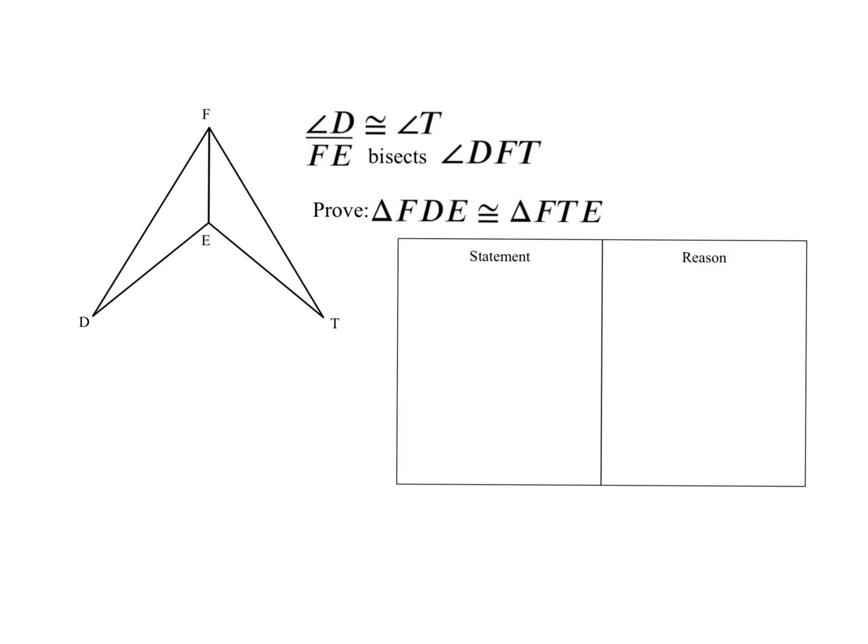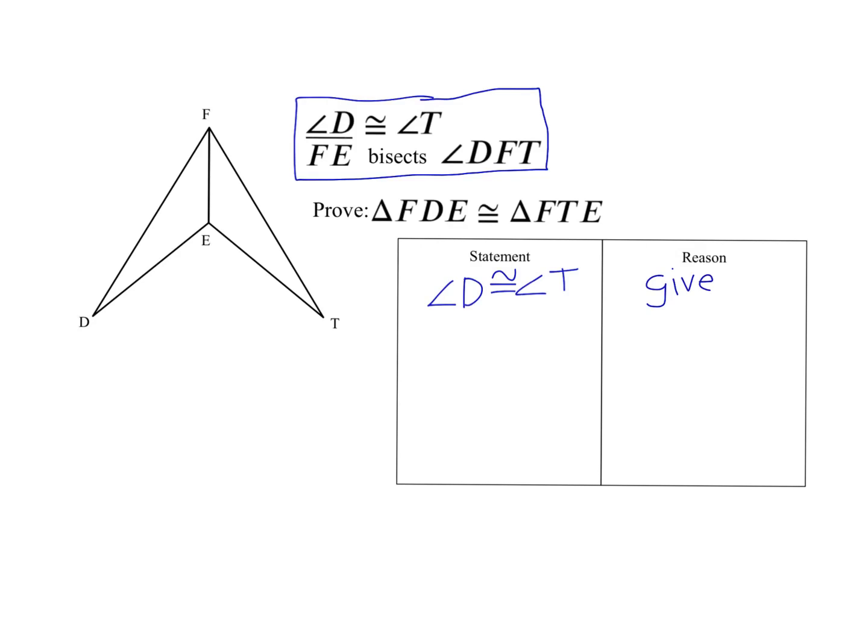All right. Now I want to try to show you a little bit of a more formal proof. So let's look at this example. I'm looking at this picture and I can see that I have some given information right here. This information is given to me. And my goal is to prove that triangle FDE is congruent to triangle FTE. So let me go through each of my statements so that we can start proving how these two triangles are congruent to each other. So I have angle D is congruent to angle T. That is given information when I'm looking at this example.